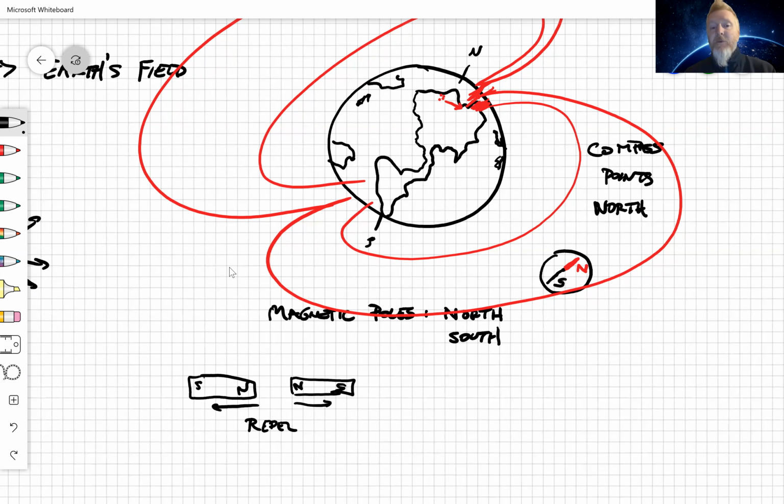And you'll find the same thing with the souths. The interaction rule is exactly the same as it is for electricity. Like poles repel. So if you have two norths, or two souths, they're trying to get away from each other.